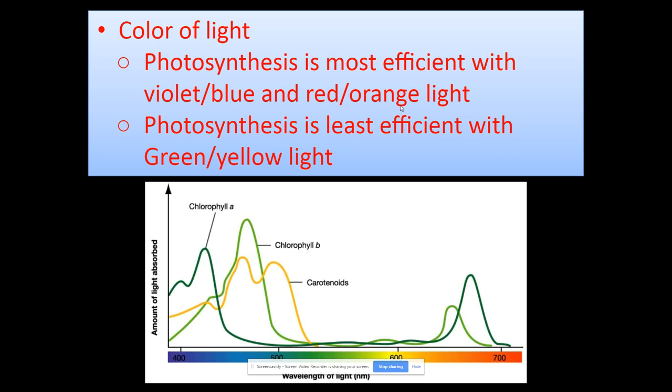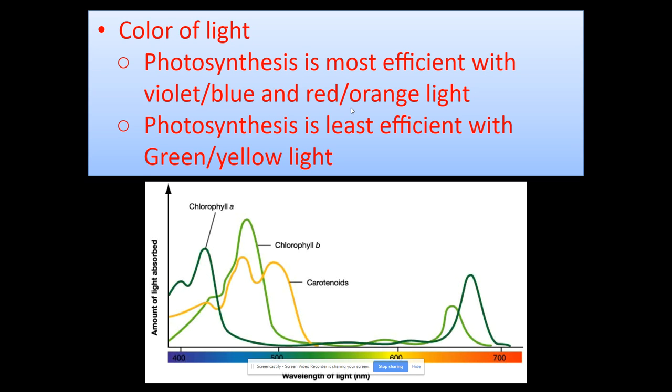Another factor that affects the efficiency of photosynthesis is light color. We talked about the efficiency of photosynthesis and how it's related to the intensity of light. However, it's not just related to the intensity, it's also related to the color of that light. So photosynthesis is going to work best with violet/blue colored light and red/orange colored light.